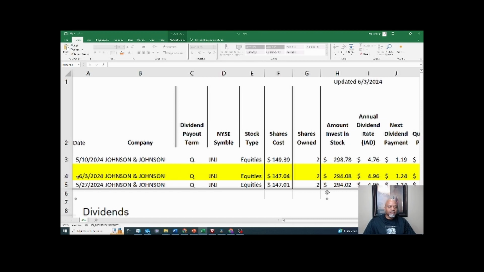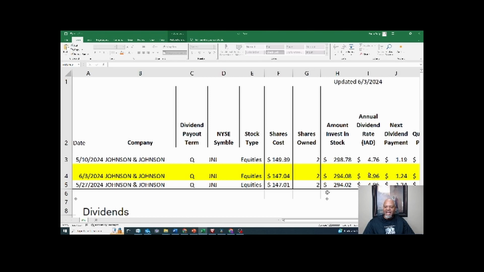So on 6/3, which is today, Johnson & Johnson is at 147.04. Again, we haven't bought the new stock. Right when the money comes in, this will go up to 3, and all this here will change. Now, I had stopped at column I as I was explaining what that was. Now we're at next dividend. Actually, let me finish explaining all this because I'm jumping around.